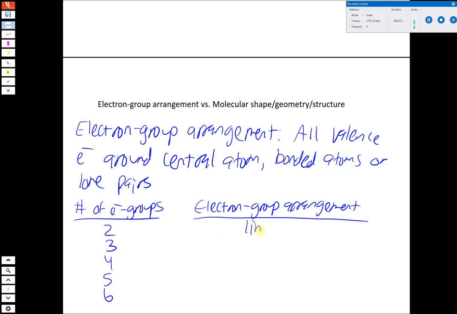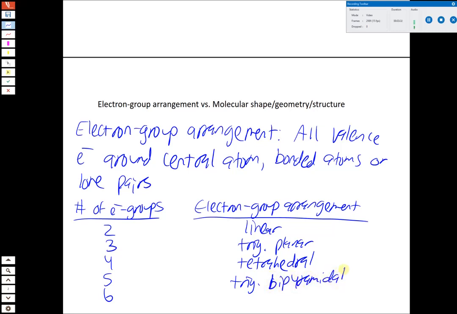So you're going to have linear if it's 2, trigonal planar if you have 3 electron groups. I hope we're clear on this, but sometimes I don't exactly go through it as deliberately in class as I should, so I want to make sure we're clear. 5 electron groups is trigonal bipyramidal, and so again, these shapes are the ones that allow these electron groups to be as far away from each other as possible. That's really the basis of all of this. And so you have these 5 possibilities for electron group arrangement.